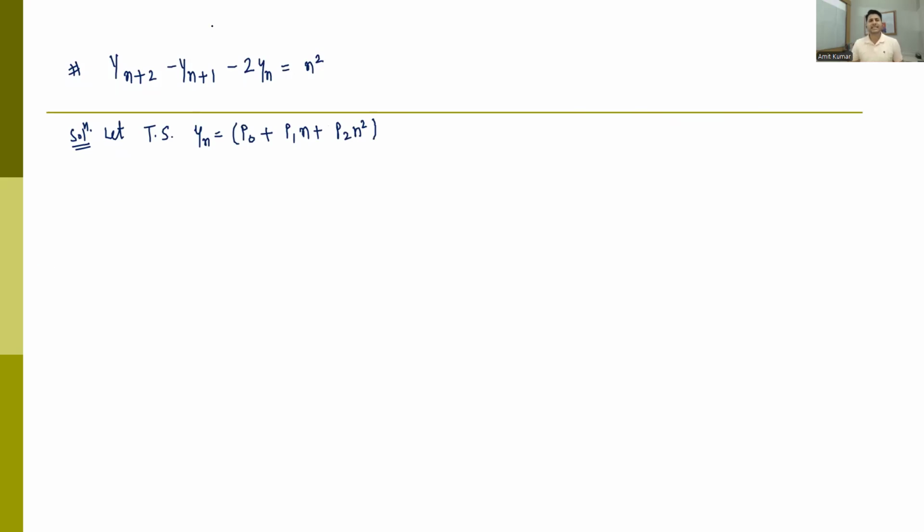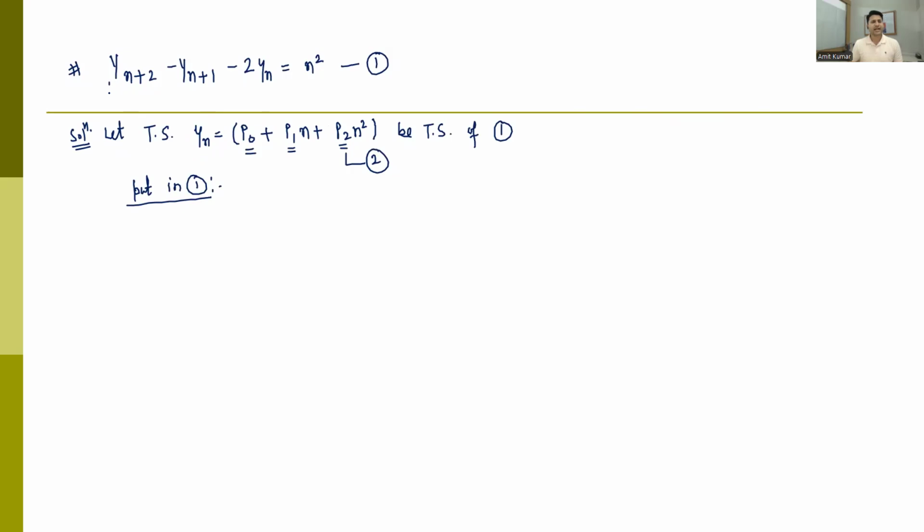And you can check it is independent from your trial homogeneous solution. You can check it by yourself. So let this be the trial solution of equation number 1; make it equation 2. Now what is our task? Our task is to find p0, p1 and p2 by substituting this y(n) into the given equation. Okay, so this y(n) we are supposed to put in the first.